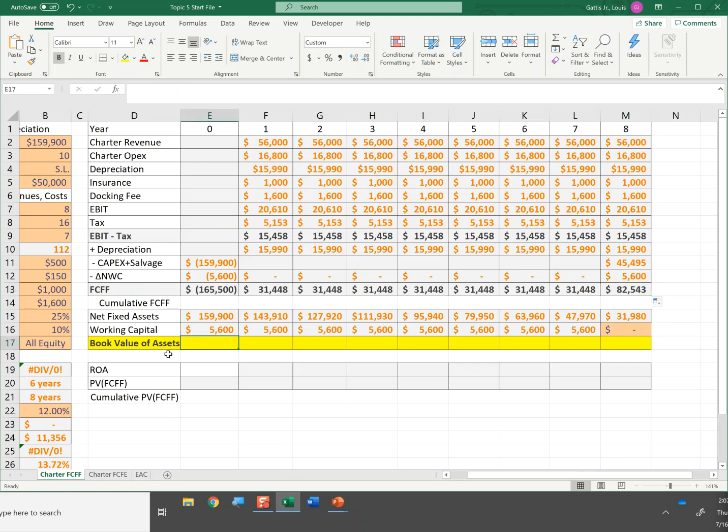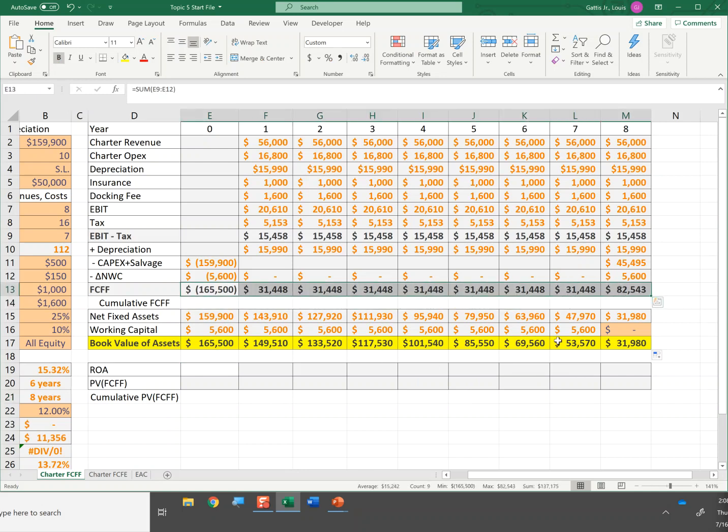Since I'm down here, I might as well just add up my total book value of assets. And there we have it. These are the free cash flows generated by this project.